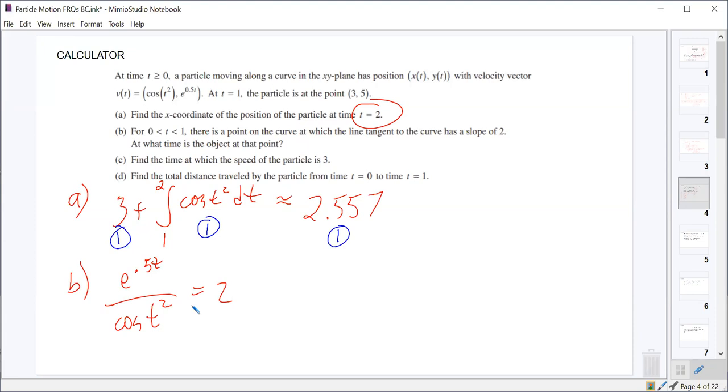So it looks like there is a point between 0 and 1. Looks like that point is 0.840. Is that what you guys got?